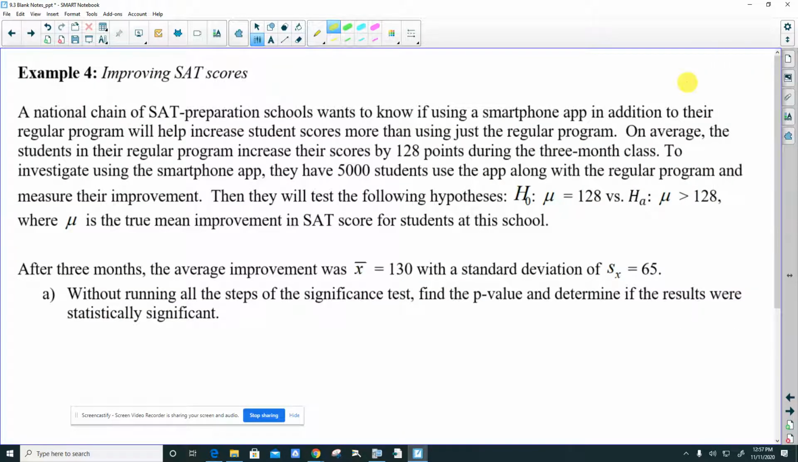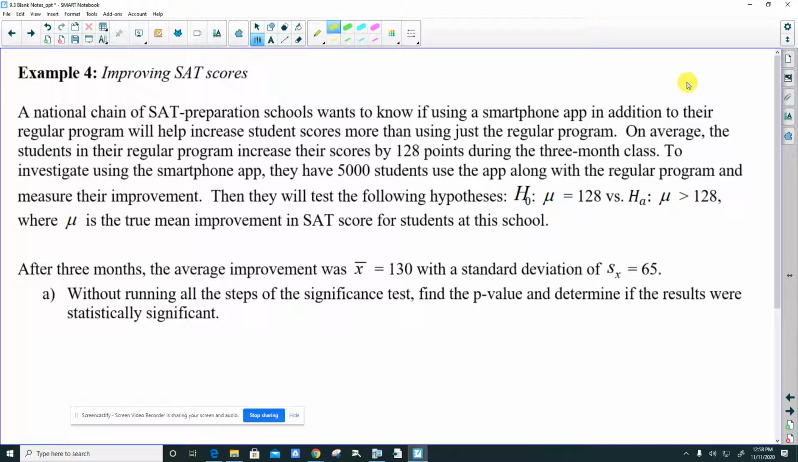Okay, so let's take a look at this next example without running all the steps for this significance test, which you would generally always be expected to do. Let's go ahead and just look at how the mechanics are on the calculator to run a significance test. In this example, it says a national chain of SAT preparation schools wants to know if using the smartphone app in addition to their regular program would help increase student scores more than using just the regular program.